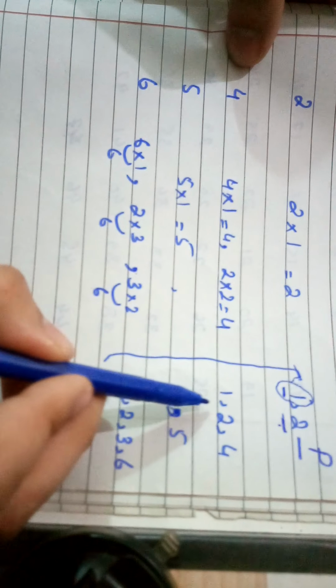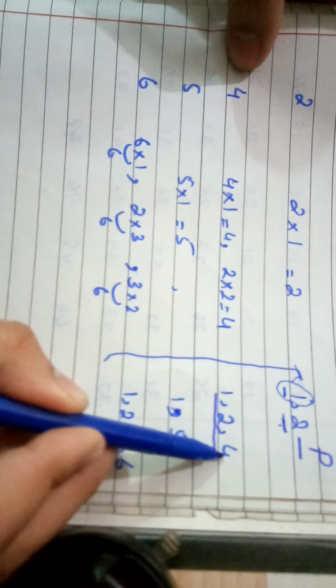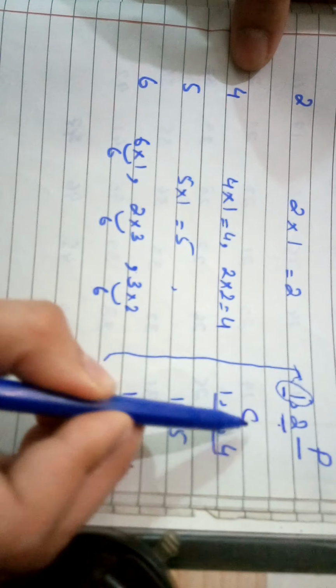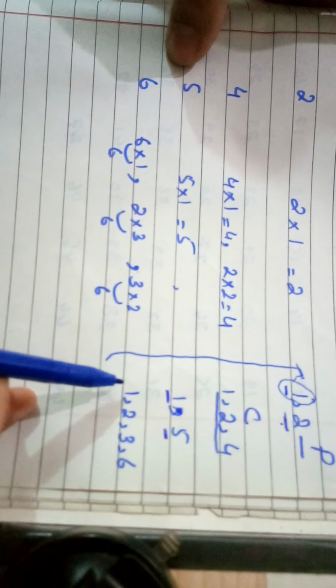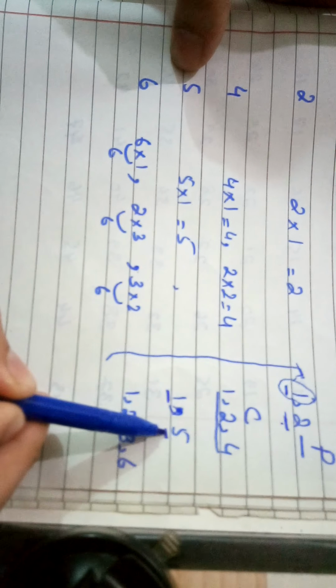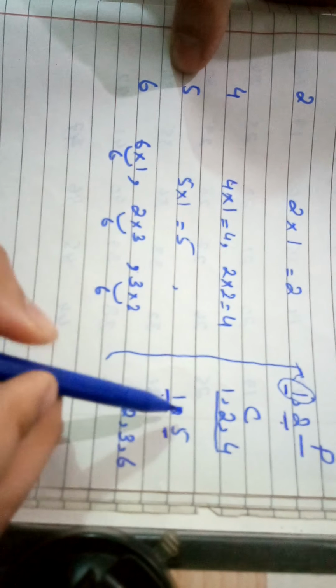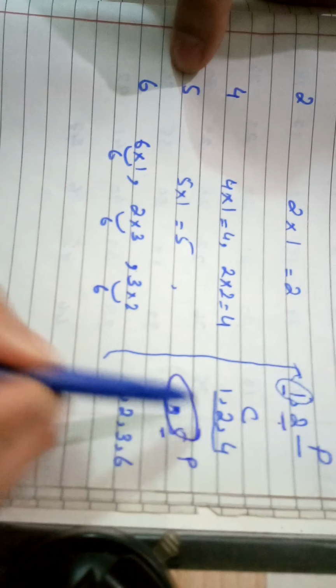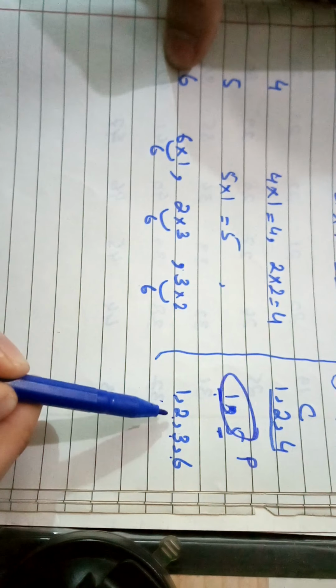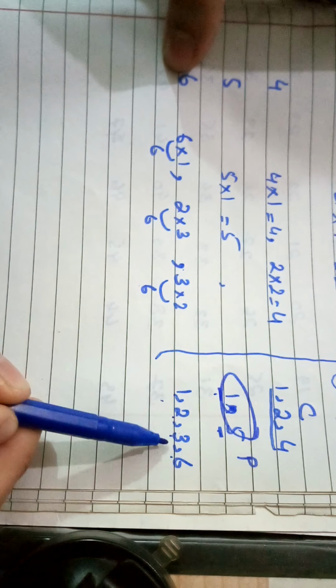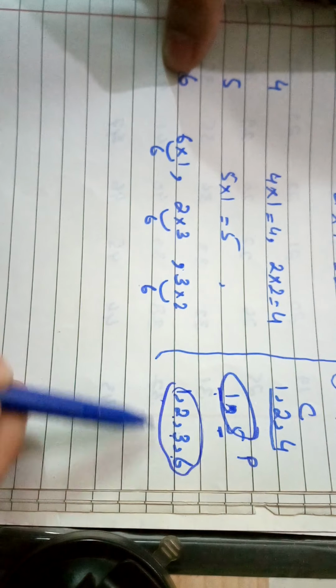Now look at the number 4. 4 has 3 factors. Numbers with more than 2 factors are called composite numbers. Now 5 has only 2 factors, 1 and itself, so again it is a prime number. Consider 6: 1, 2, 3, 6. It has more than 2 factors, in this case 4 factors, so it is a composite number.